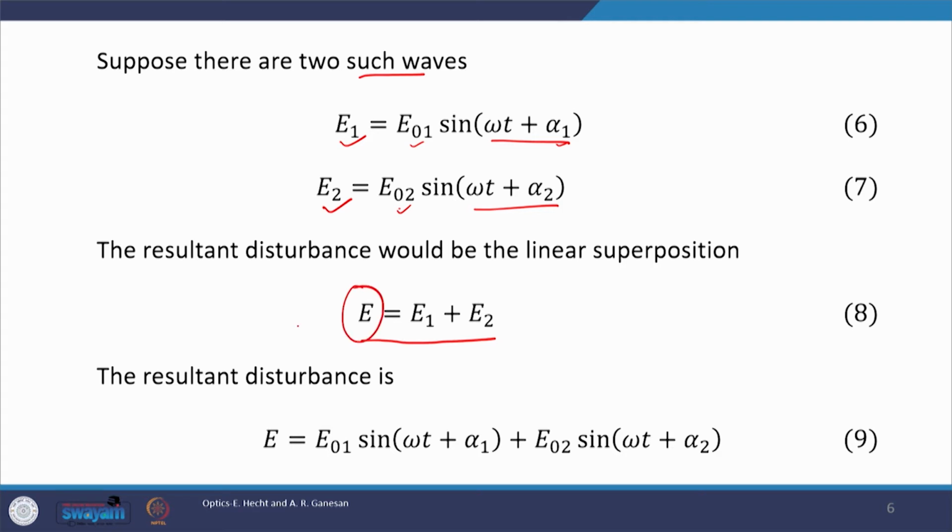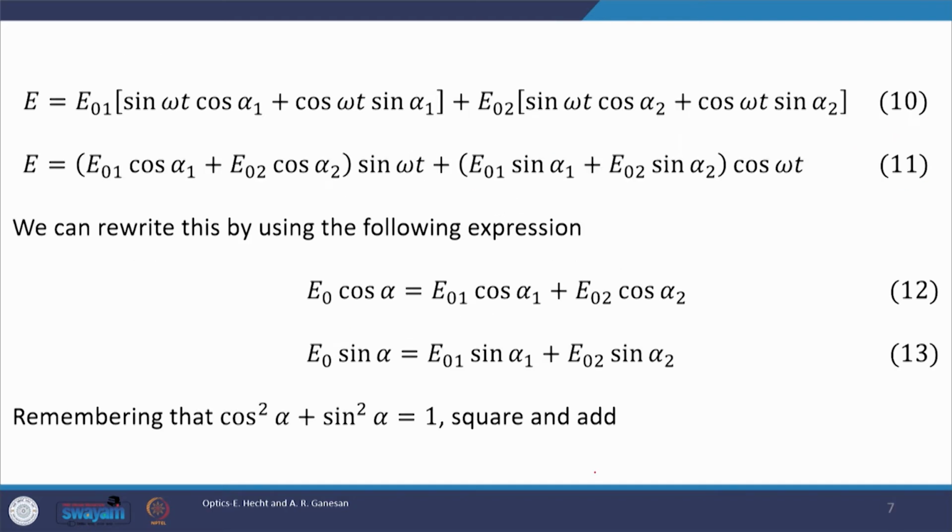Now, let us substitute the expressions for E1 and E2 from equations number 6 and 7, and after the substitution we get expression number 9. This is the expression of the resultant disturbance. Now, let us expand the sine function and see what it gives. If you expand sine using the formula sin(a plus b), you will get these two expanded expressions. Let us rearrange them.